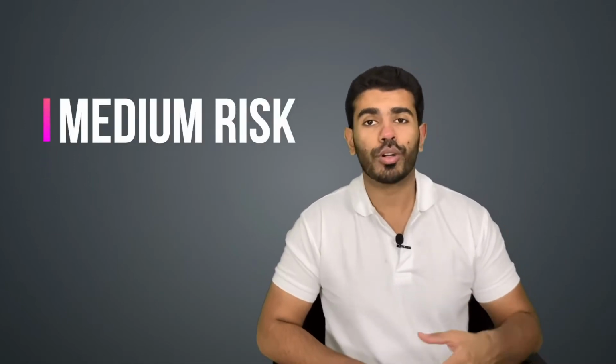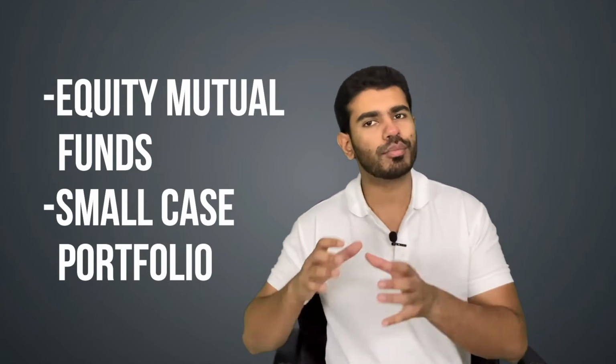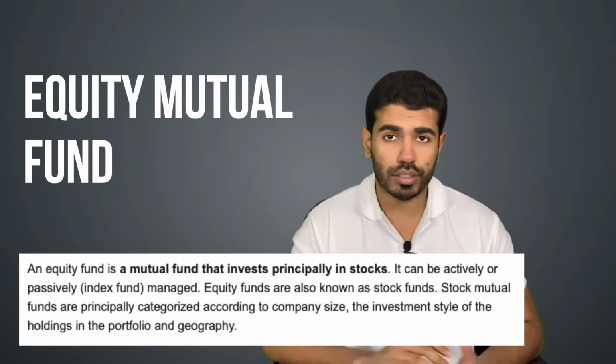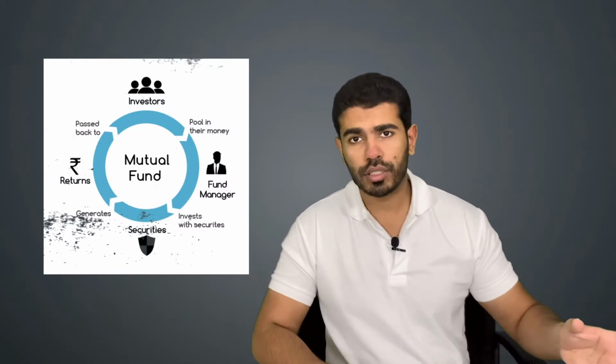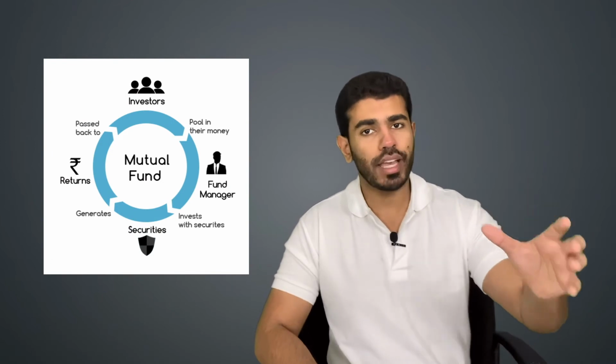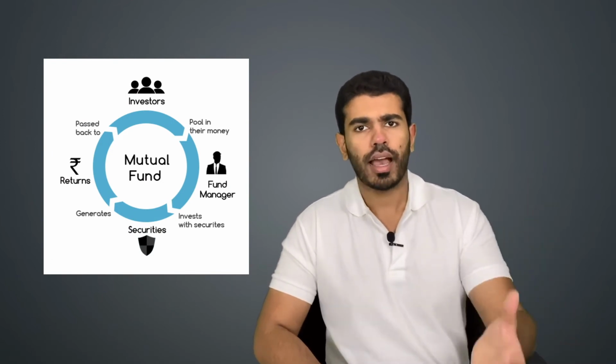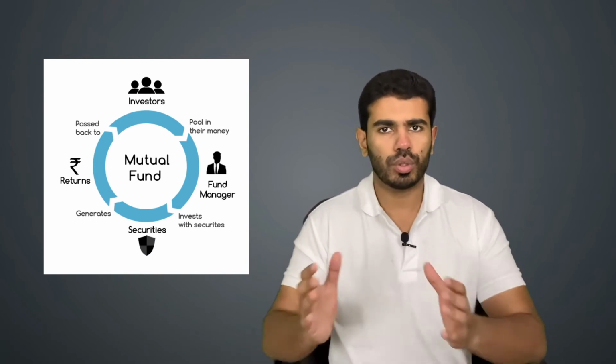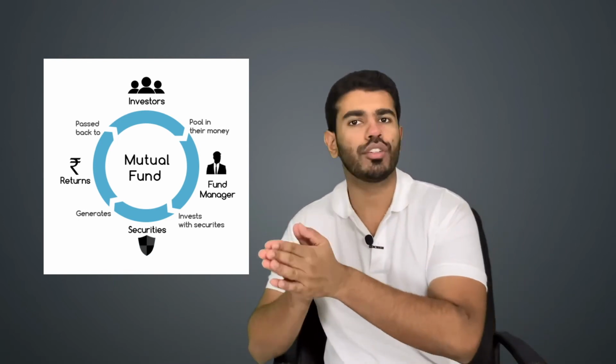Now let's actually move on to medium risk. In medium risk, we have equity mutual funds and smallcase. Equity mutual fund is simply a mutual fund which invests your money into equities like stocks. So over here, you will have a fund manager. You will be giving a certain amount of money every month in terms of SIP, and the fund manager will be allocating your fund into a stock portfolio, right? So they will be the one who will be investing your money.